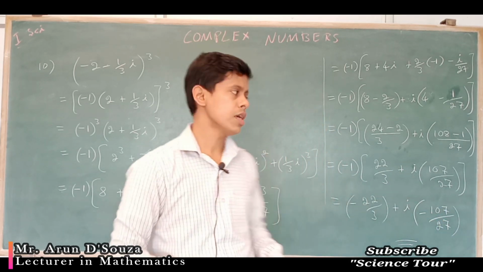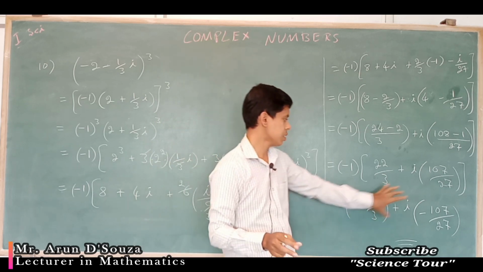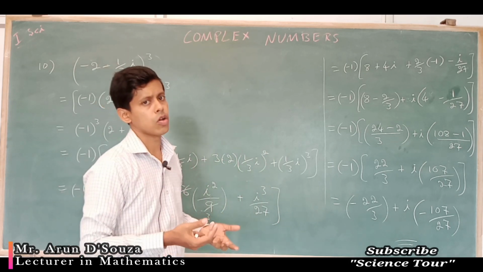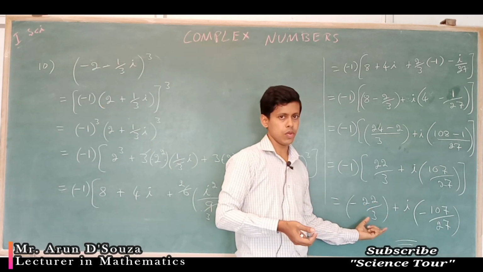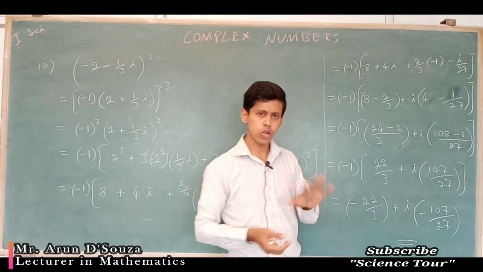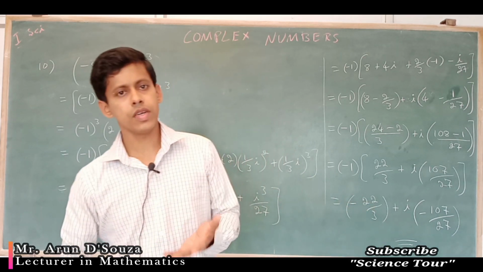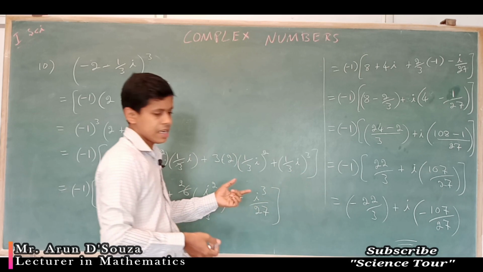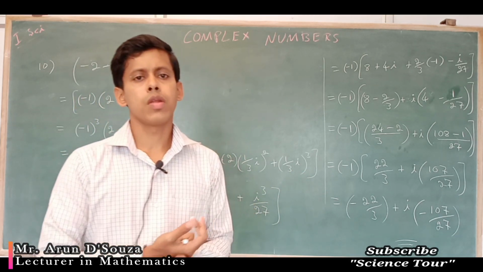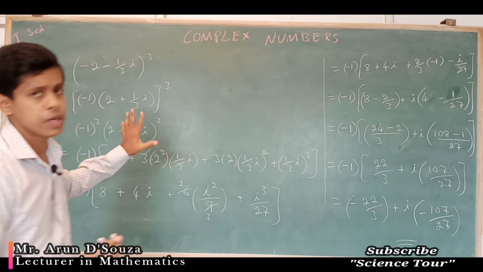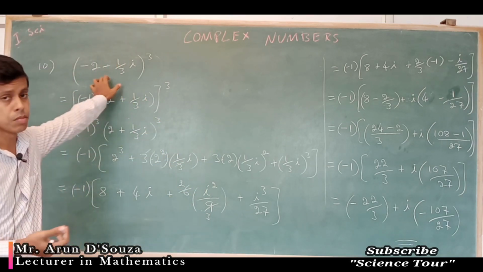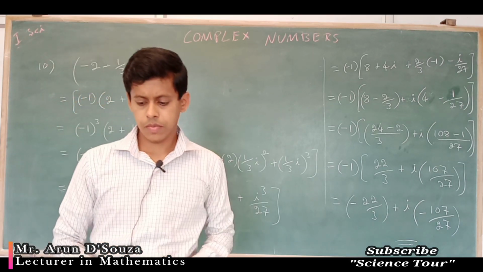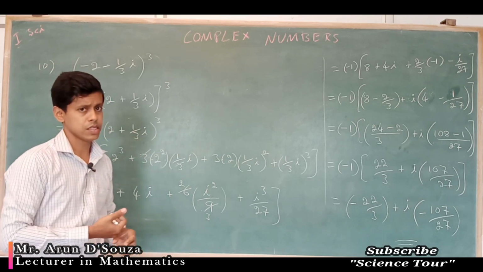So finally, what we have to do is write it in A plus iB form. A and B can be negative or positive real numbers. It can be a fraction, it can be rational, it can even be irrational, doesn't matter. So that completes the problems where you have to express the given complex number in the form of A plus iB.